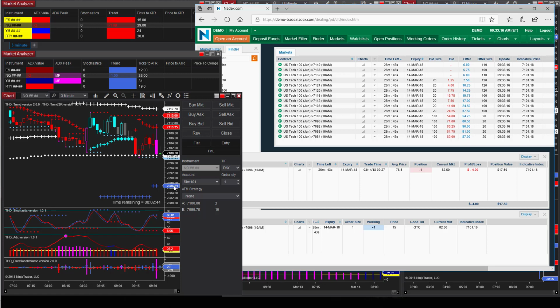Now, our target is for it to come down here to at least the blue ATR, which is at 70.87, okay? And we have to get filled on this order or exit the position when it gets there, okay? If it hesitates at all, you better exit your position.